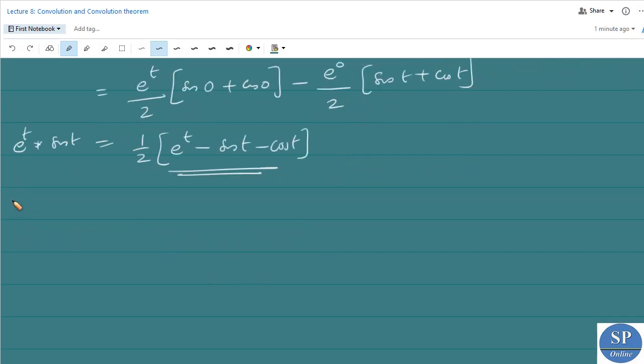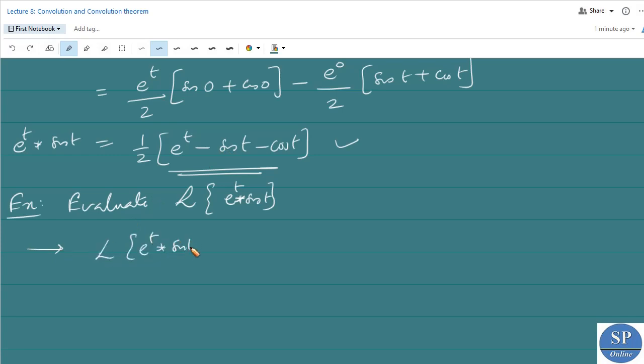Next question: evaluate the Laplace transform of e power t star sin t. If we need to find the Laplace transform of this convolution, we have already obtained that the convolution of e power t and sin t is equal to this. So from this we get L of e power t star sin t is equal to L of this, that is 1 by 2 into L of e power t minus L of sin t minus L of cos t.